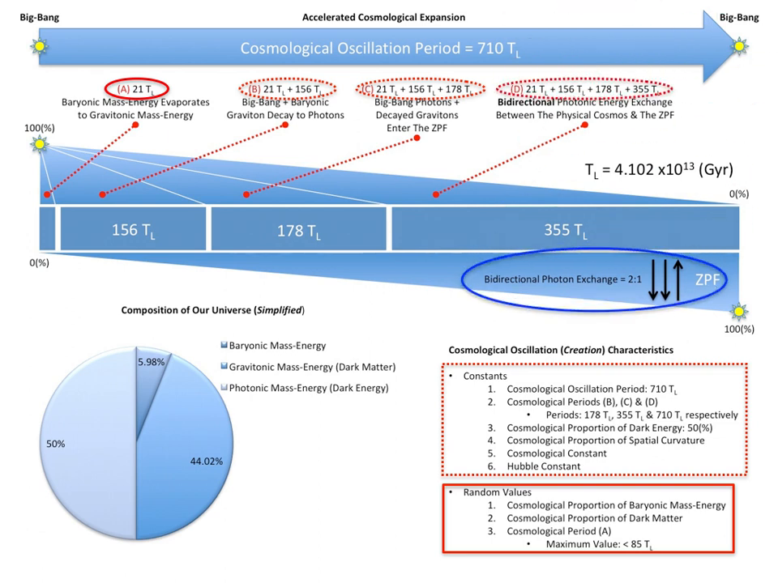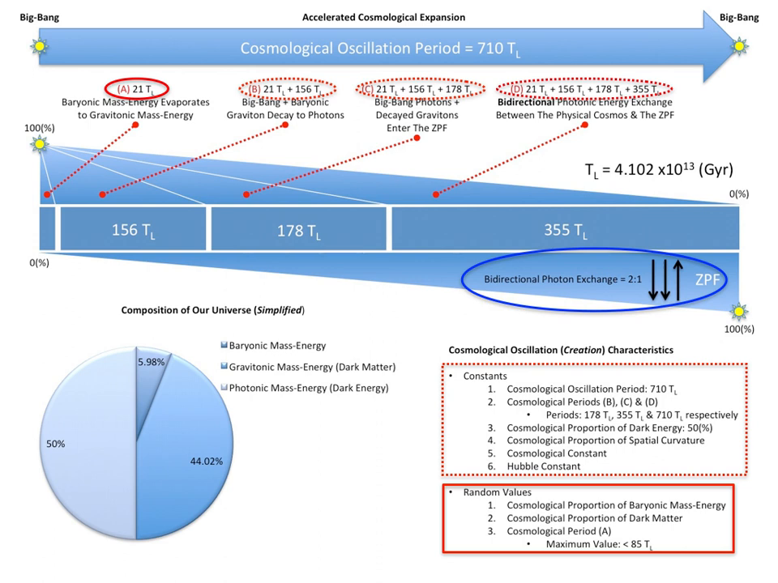Period D represents the time required for the cyclic cosmology process to repeat itself. The reason why the duration of this period is twice the duration of the previous period is due to the bidirectional photon exchange process between our physical universe and the zero-point field. That is, on average, for every 2 photons entering the zero-point field, 1 photon is returned to the physical universe. Bidirectional photon exchange is required in order for the Casimir effect to work. Without virtual photons popping into existence and becoming real photons, the Casimir effect would be absent.